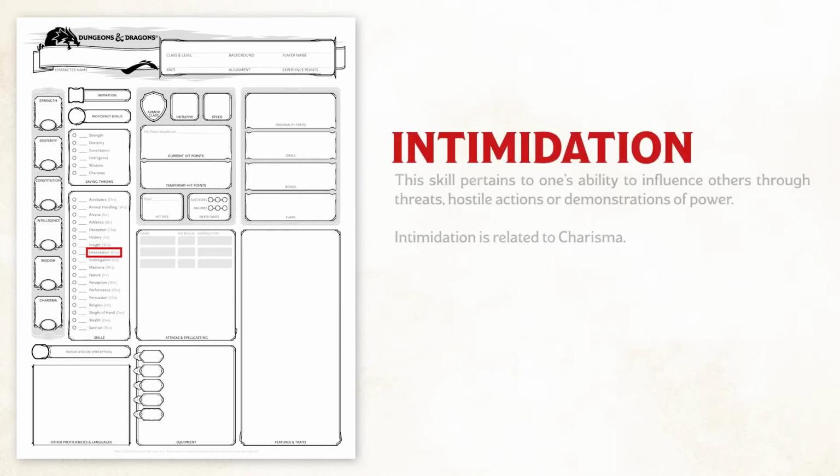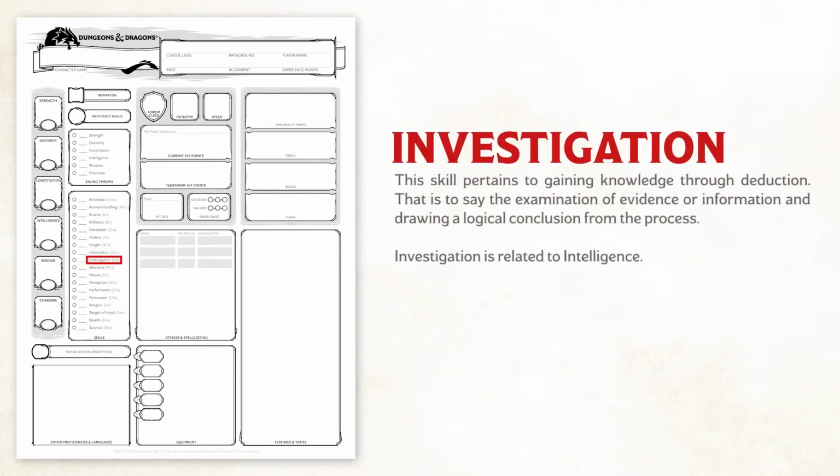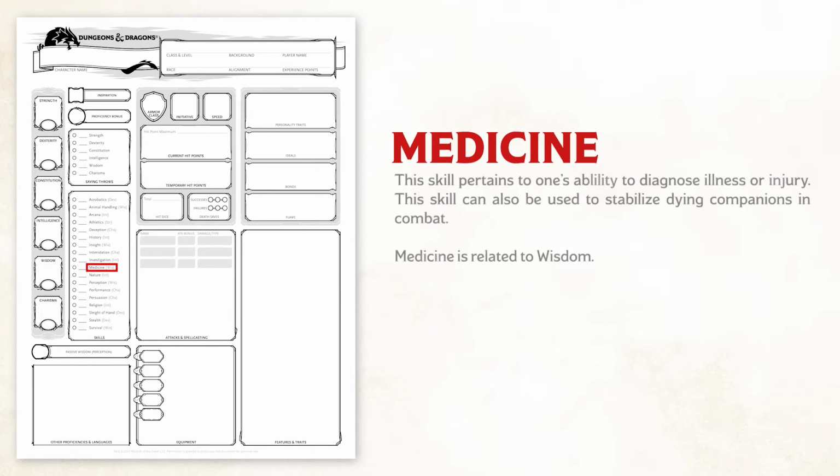Intimidation. This skill pertains to one's ability to influence others through threats, hostile actions, or demonstrations of power. Investigation. This skill pertains to gaining knowledge through deduction, that is to say, the examination of evidence or information and drawing a logical conclusion from the process. Medicine. This skill pertains to one's ability to diagnose illness or injury. This skill can also be used to stabilize dying companions in combat.